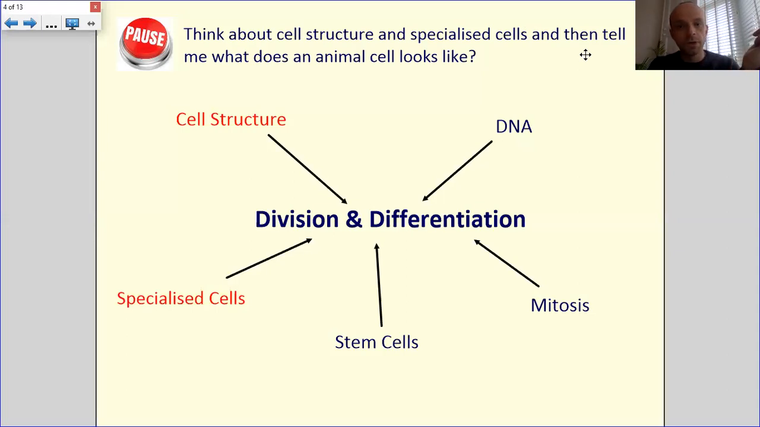So again, pause the video. A little task to do. Just take a couple of minutes. So think about an animal cell. Imagine it. Have a picture in your head. What does it look like to you?